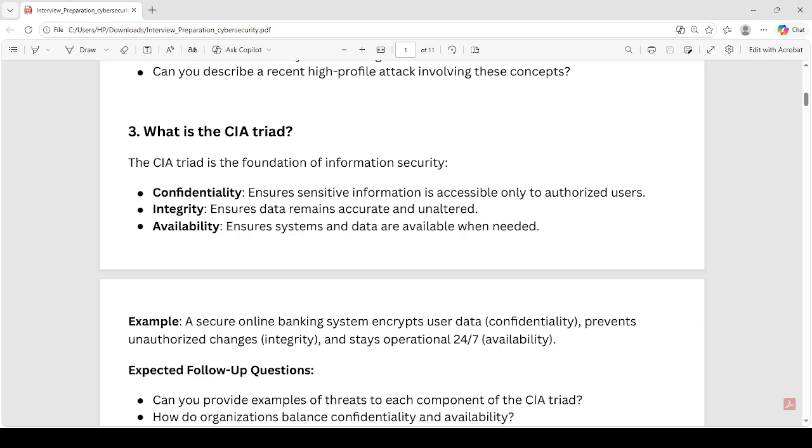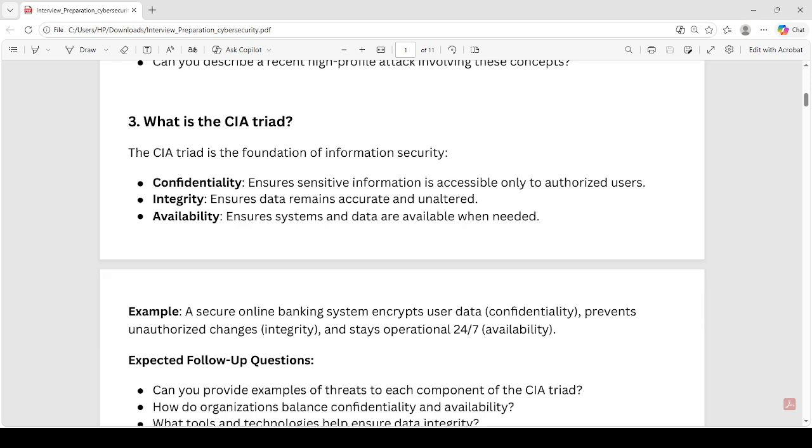Integrity ensures that data remains accurate and unaltered. It means no one, such as a hacker, can modify that information or sensitive data. Availability ensures that a system or data is available whenever an authorized user requires access to it. Example: a secure online banking system encrypts user data, prevents unauthorized changes, and stays operational 24/7 for availability. So this is the CIA.